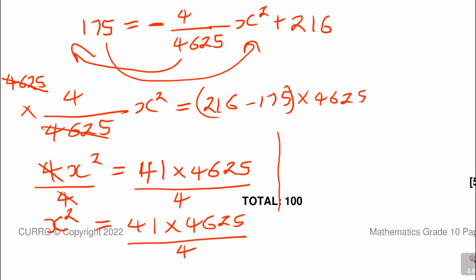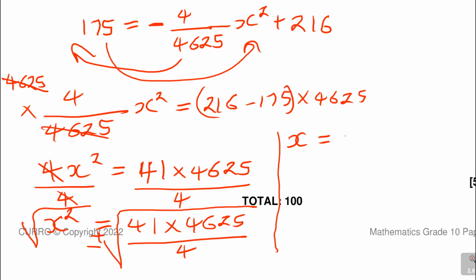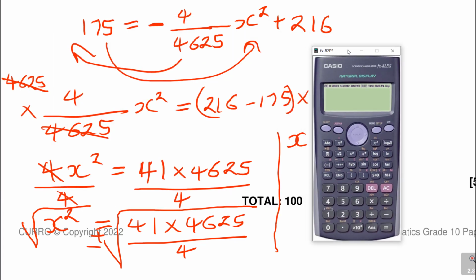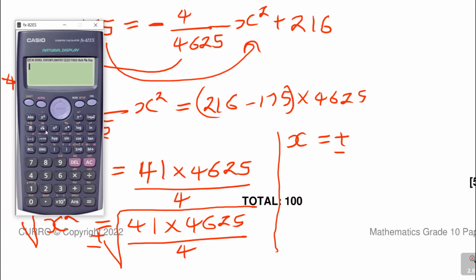Alright, now what do you get? How do you find x? You square root both sides, am I right? So you're going to square root here and square root here, and when you square root you say plus or minus. So x is equal to plus or minus the square root of 41 times 4625 over 4, which is 217,73.